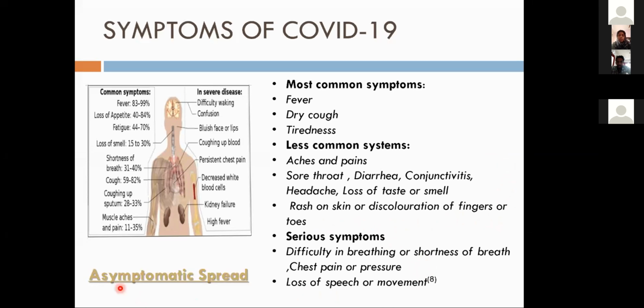Asymptomatic spread. The term asymptomatic refers to people who are infected but never develop any symptoms. From the data, it is clear that 80% of infections are mild or asymptomatic, while 15% are severe and the remaining 5% of infections are critical.